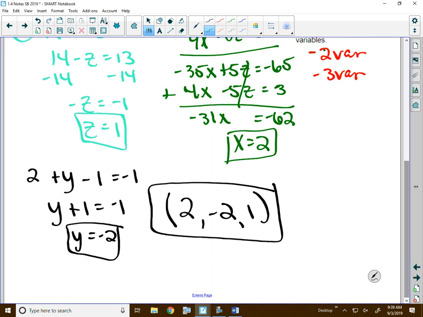That should be your final answer at the very end: X, Y, and Z. Any questions? Yes? Where'd you get 2 plus y minus 1? That was the very first equation that you were given. I just went ahead and plugged in 2 for X and 1 for Z into that equation.